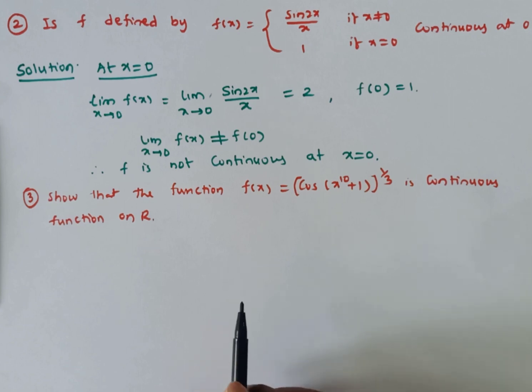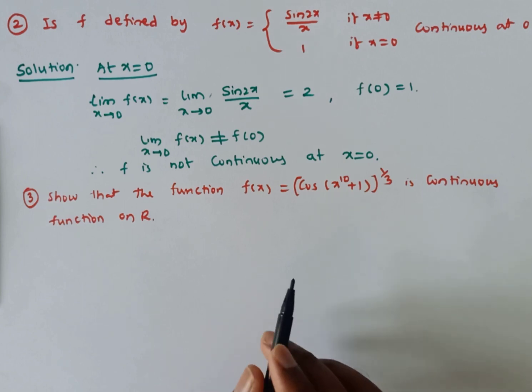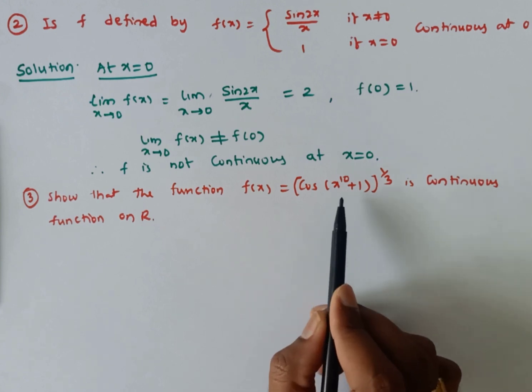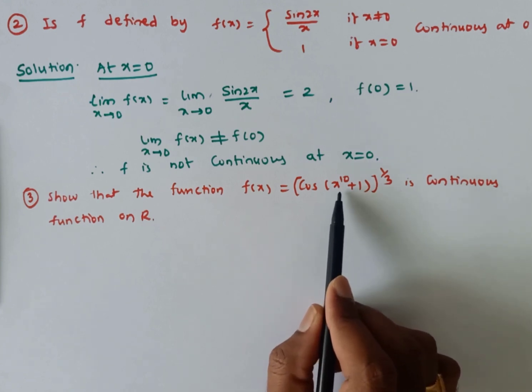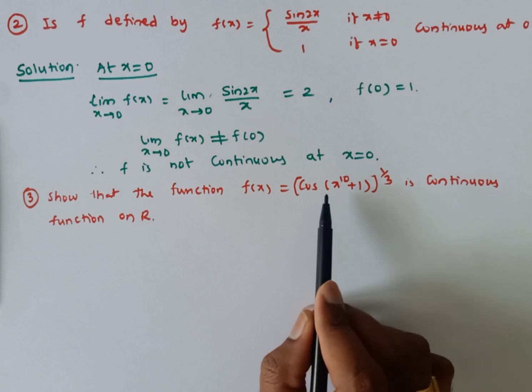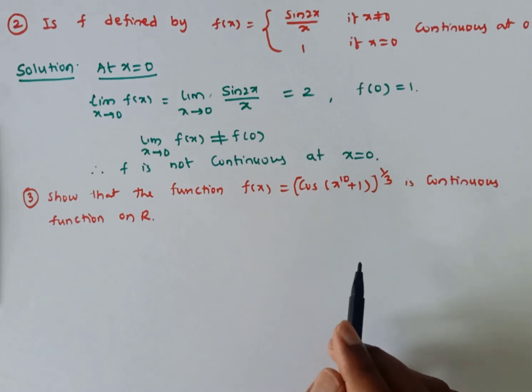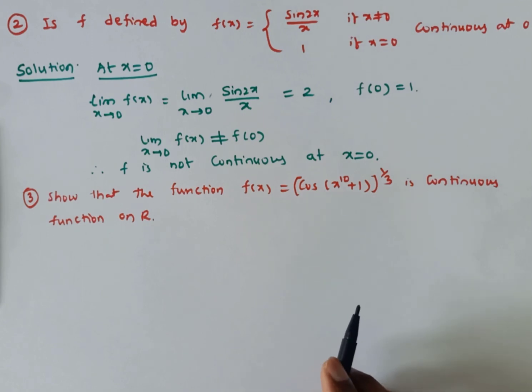Earlier we did an example problem, cos of x square. So the same model. Here you need to consider 3 functions. g is x power 10 plus 1 and h is cos x, and let us take some other function z as x power 1 by 3. So it is f composed with g composed with h.